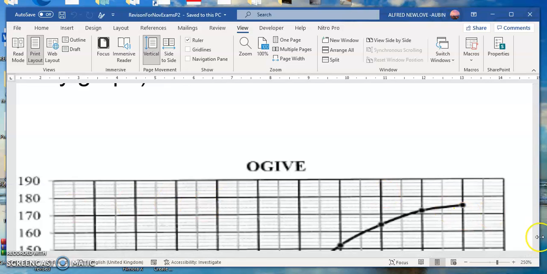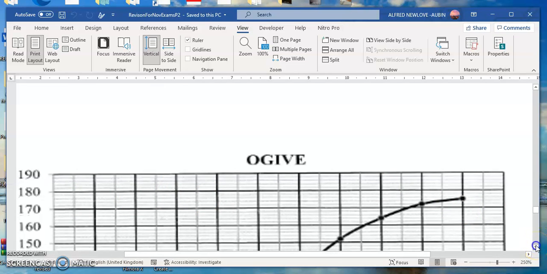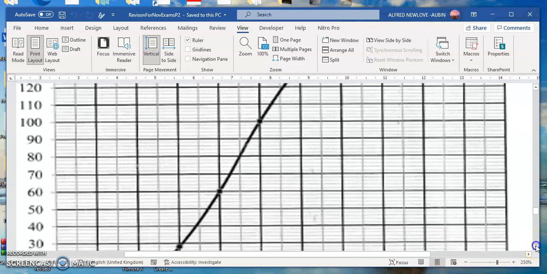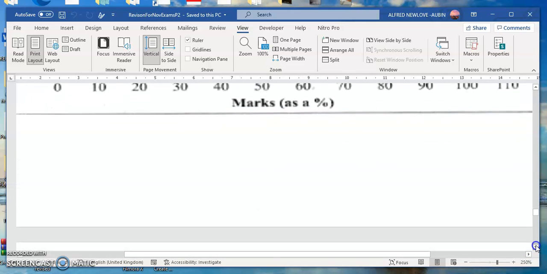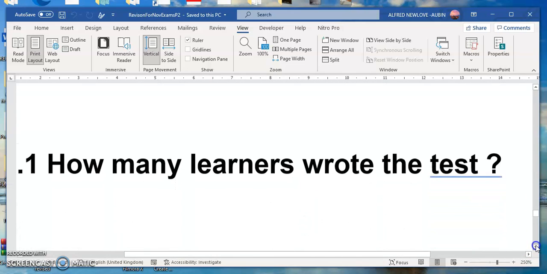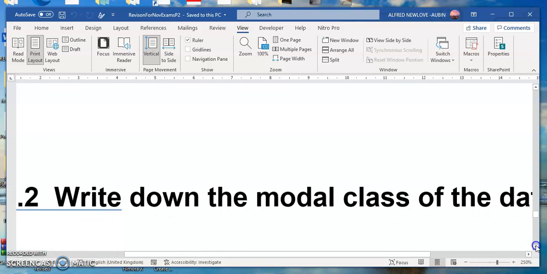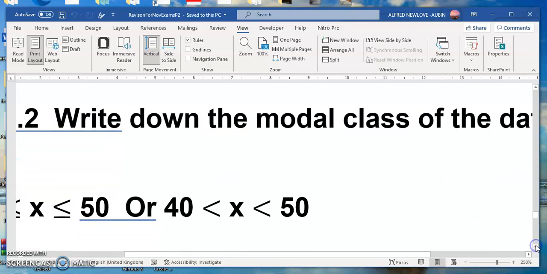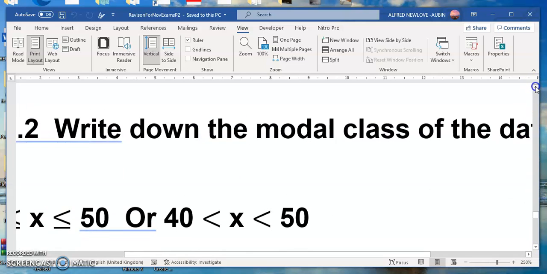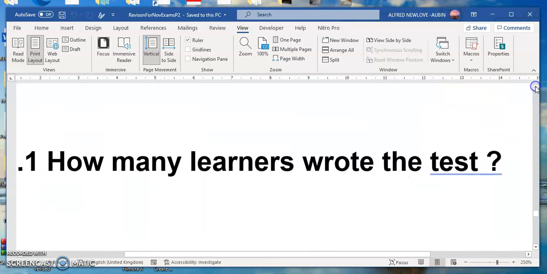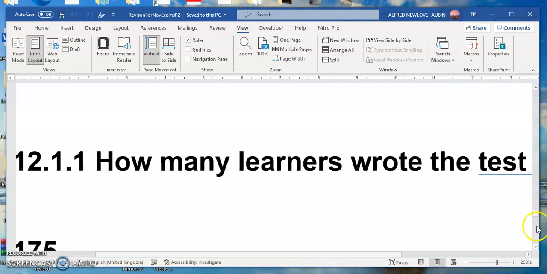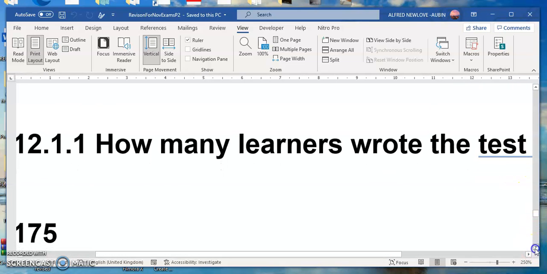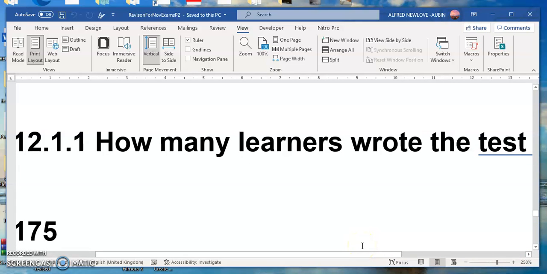So the total number of learners is going to be 176, which is the last one. Here you have approximately 175 because it's in the middle. But we give a neighborhood. If you write 176, it will be accepted. If you write 174, it will be accepted, because the point is not exactly on 175.